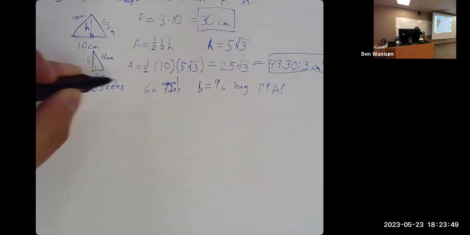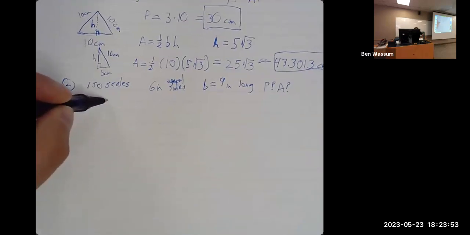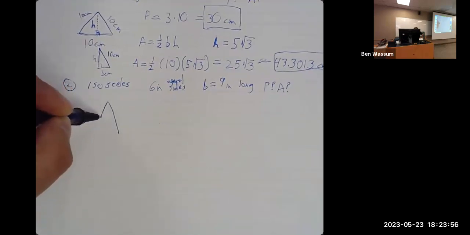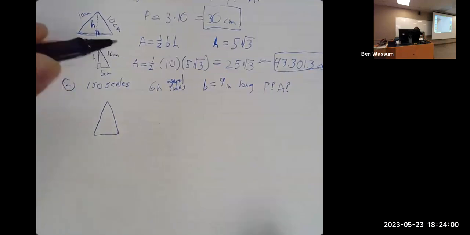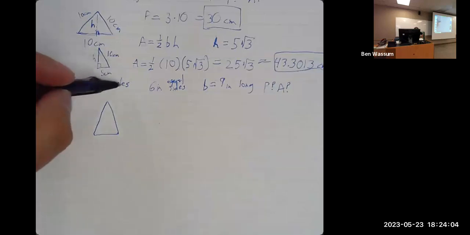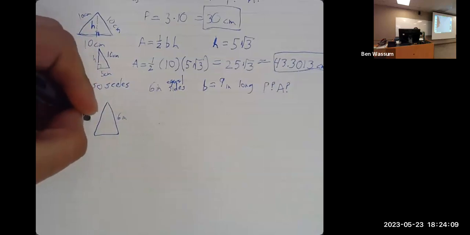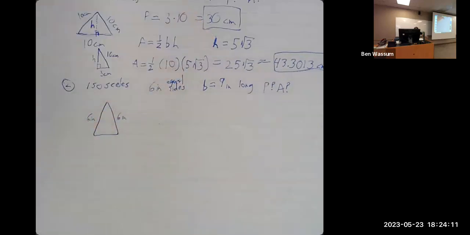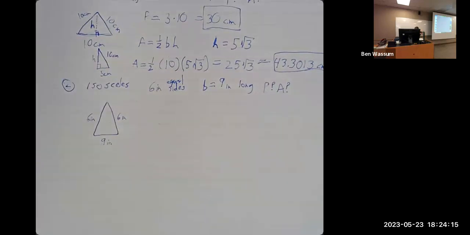So we have an isosceles triangle, which means that 2 of the sides are the same. I'm going to go ahead and draw a quick diagram. This is going to be horribly not to scale, because the equal sides are both 6 inches, and then the base was 9 inches. But we need the perimeter and the area.